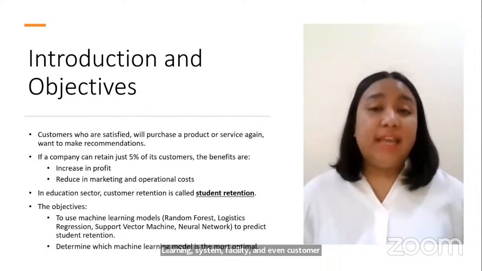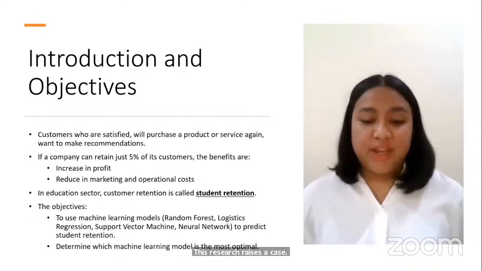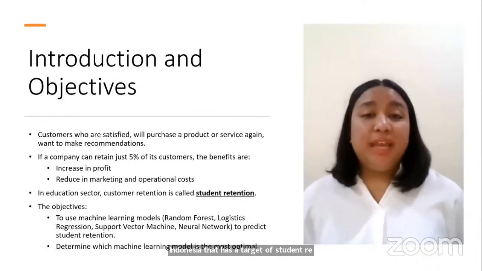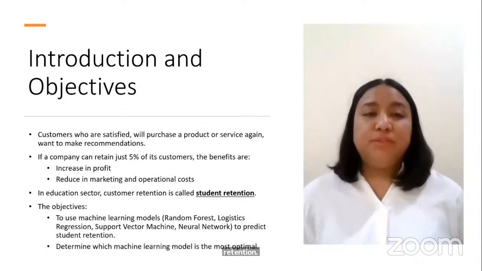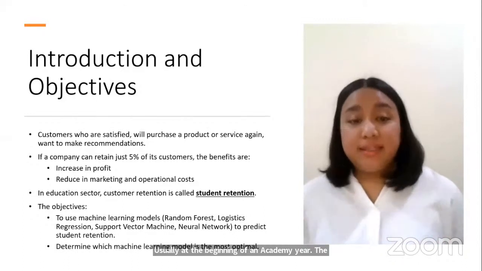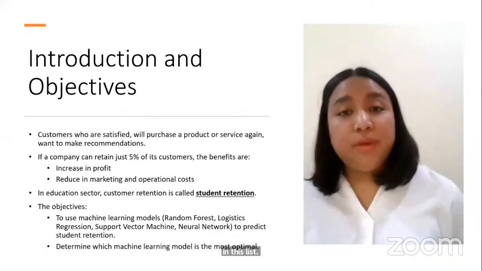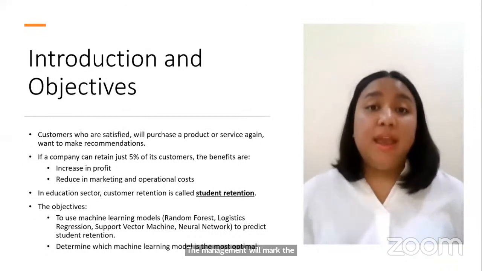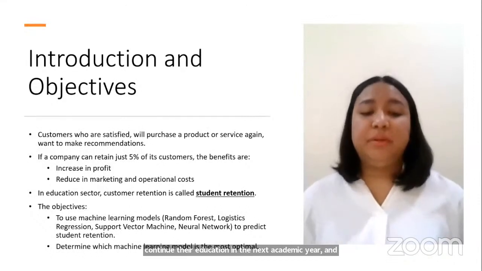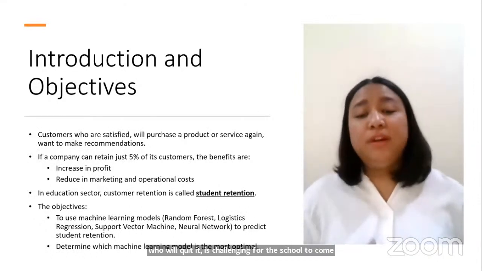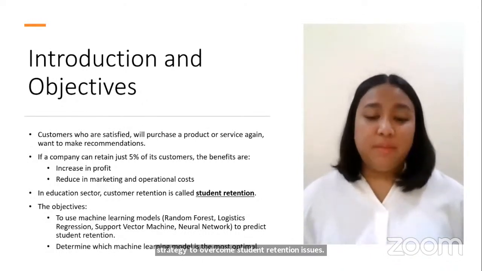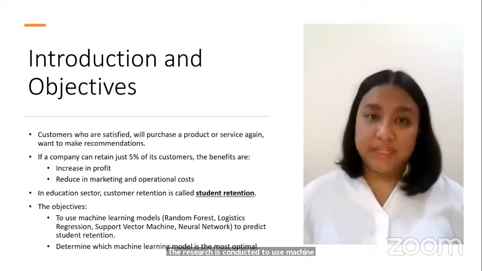This research raises a case study of a private school in Indonesia that has a target of student re-enrollment or retention. Usually at the beginning of an academic year, the school's management makes a list of student retention. In this list, the management will mark the ones who will most likely continue their education in the next academic year and who will quit. It is challenging for the school to come up with the right customer relationship management strategy to overcome student retention issues. The research is conducted to use machine learning models to help predict student retention.